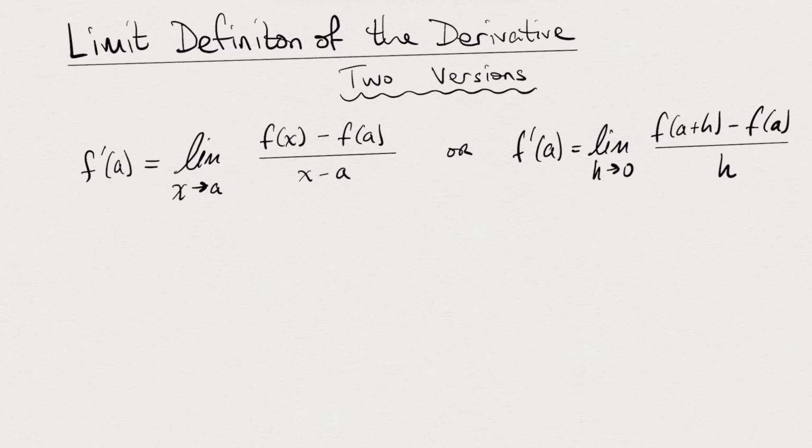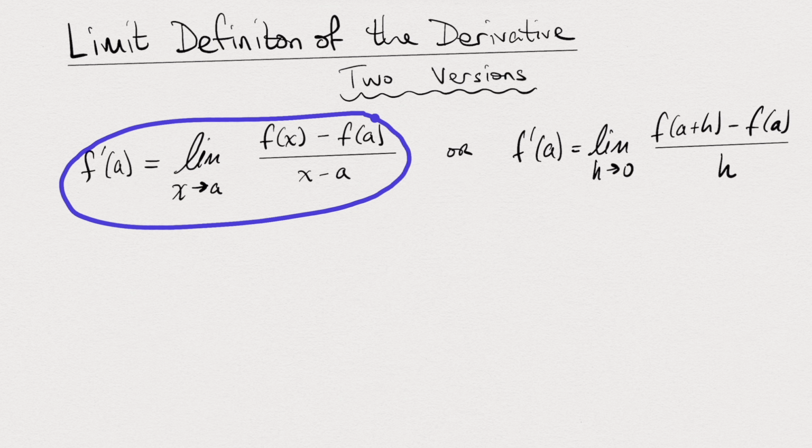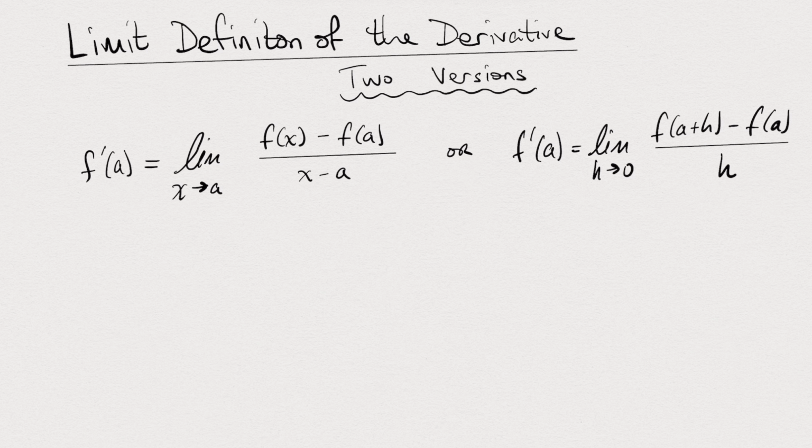Alright, in this video we will be discussing the limit definition of the derivative. There are two versions. There's the version at the left, f prime of a is equal to the limit as x goes to a of the difference quotient f of x minus f of a over x minus a. So you may have seen this in an algebra class or a pre-calculus class. This part right here is called the difference quotient.